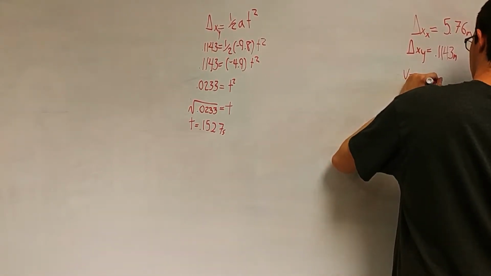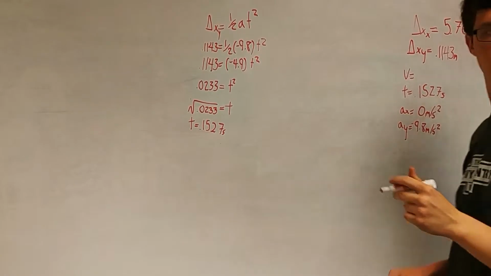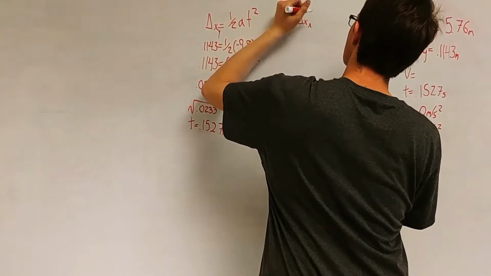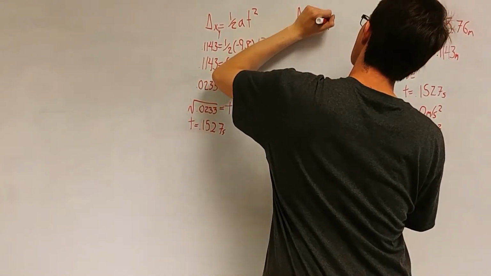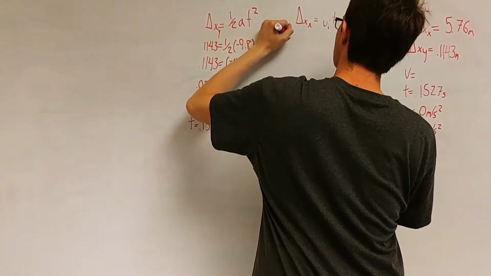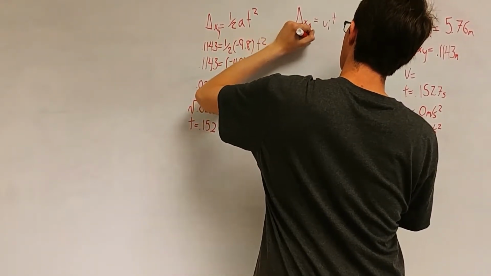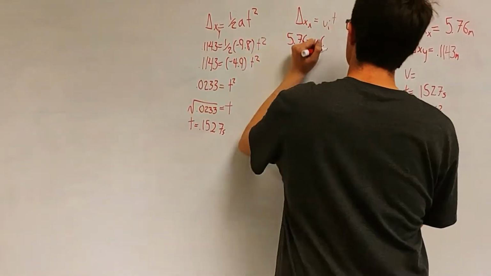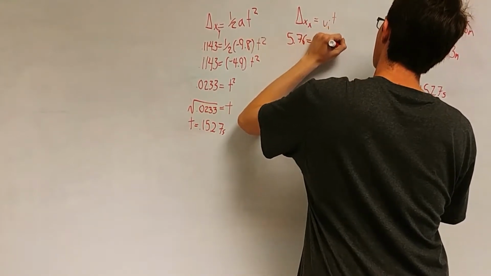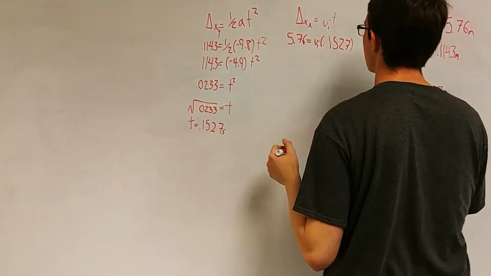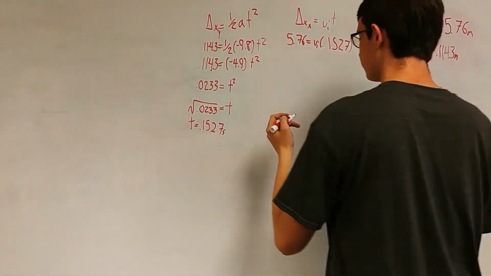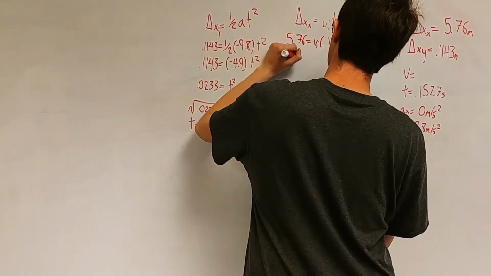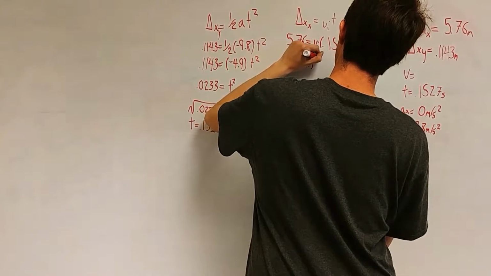And we're just going to write that over with our variables since it's solved. And then for the next step, we're going to use that same equation, but a different part of it. So we have position on the x-axis this time equals velocity initial times time. So we have 5.76 equals our velocity initial times our time, which is 0.1527 seconds. So then we can just divide by our time and come out to 37.72 meters per second as our initial velocity.